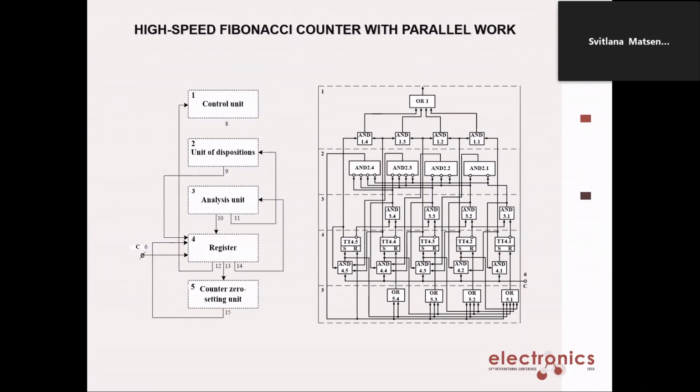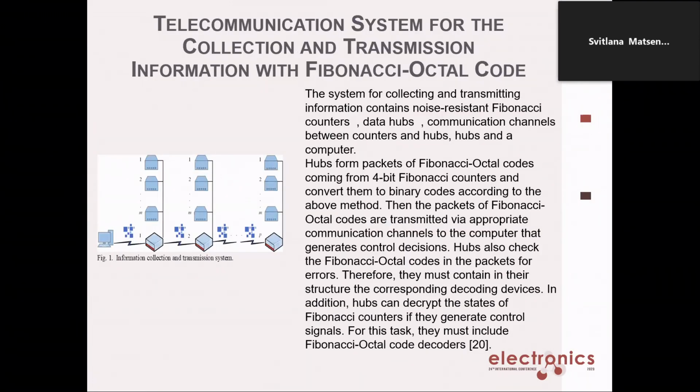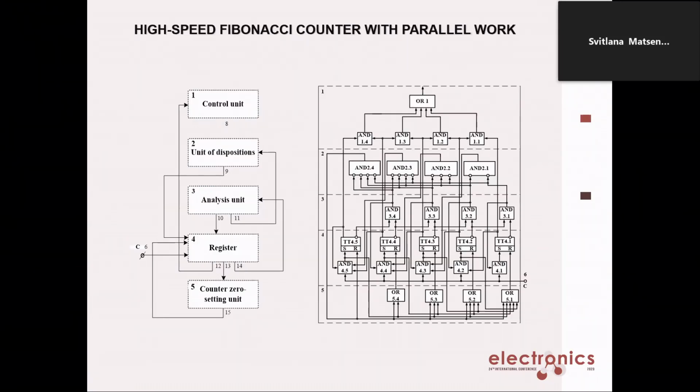And now you can see a high-speed Fibonacci counter with parallel work. This is information collection in a transmission system with a counter, and this is the same counter. This counter uses the Fibonacci code and consists of the sum structure.